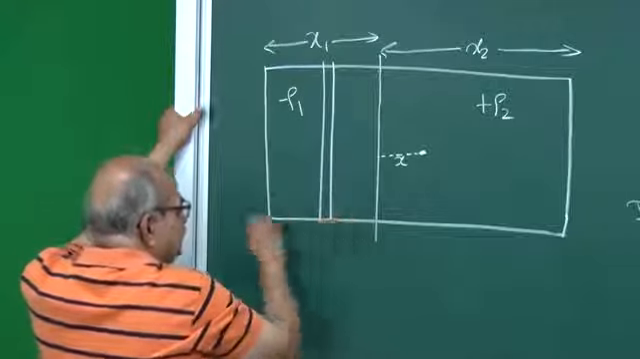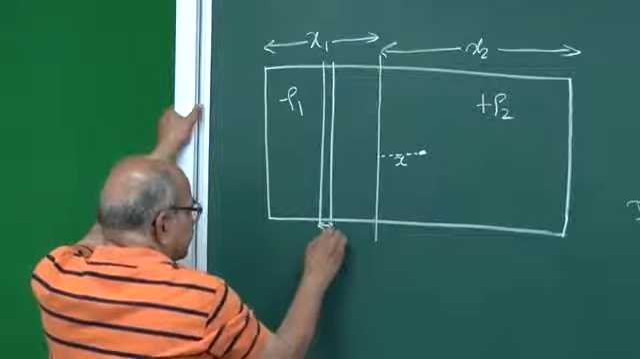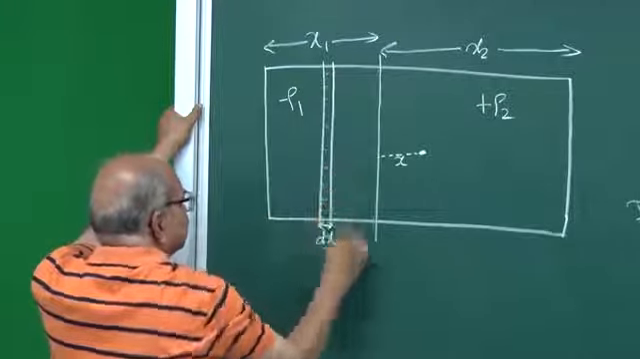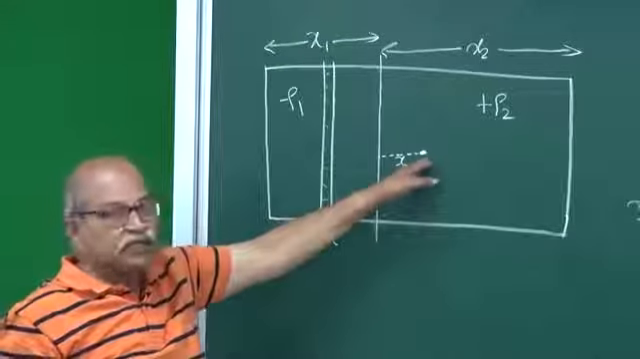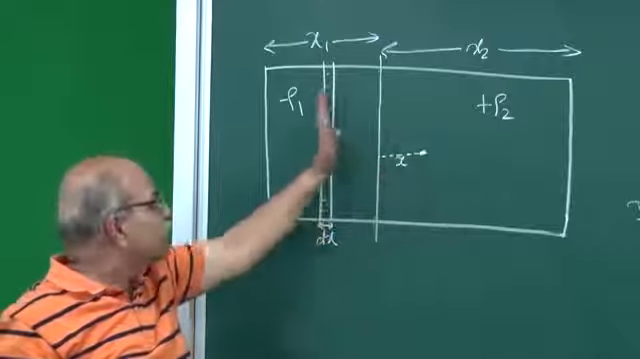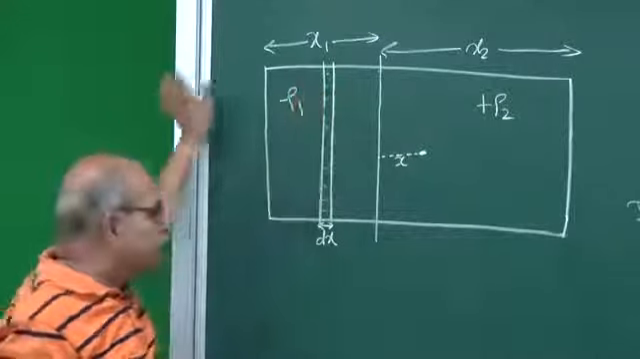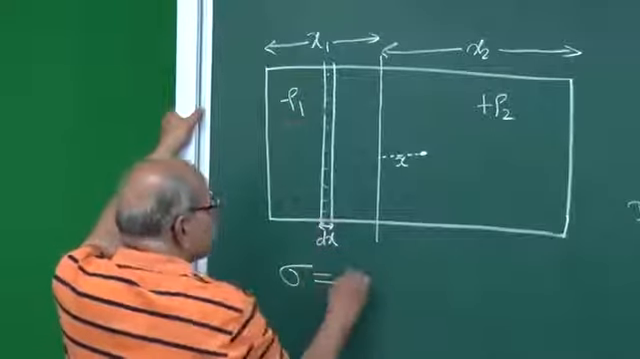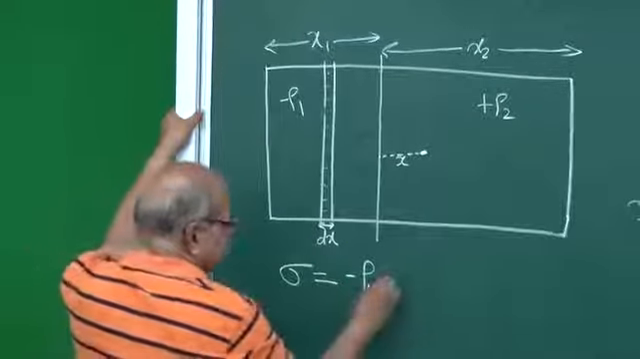This is at some distance x, and this is dx. So that charge which is here, what is the electric field due to this at this particular point? You can treat this as a surface charge layer, and that surface charge density sigma will be this volume charge density rho 1 times this dx.